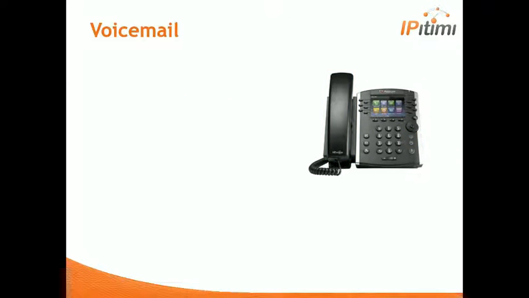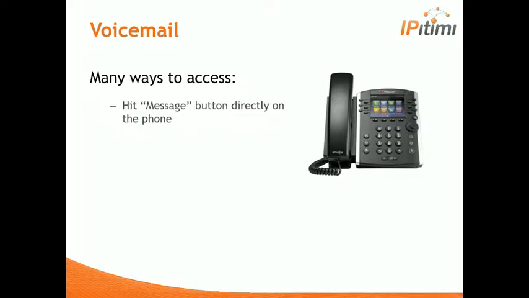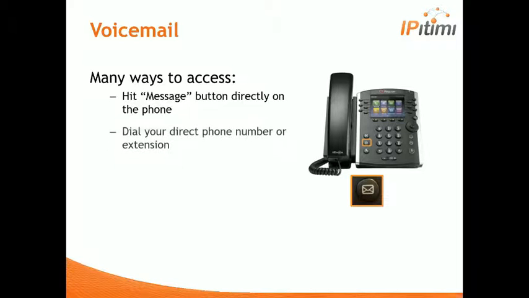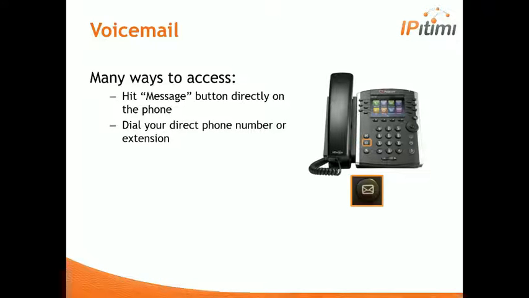Now let's look at the ways to access your voicemail. There are actually many ways to access. First, you can hit the message button that's directly on your phone. The button looks a little something like this. Once you press the button, it'll bring you to your voicemail login. You can then put in your PIN and access your voicemail. You can also dial your direct phone number or extension, and it'll also bring you to your voicemail login. You have the option to also dial *62 from your desk phone to get there a little more quickly.